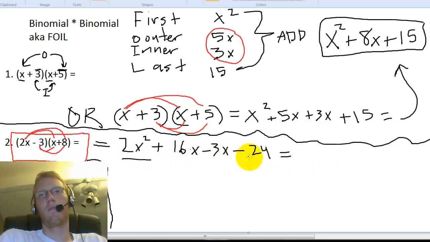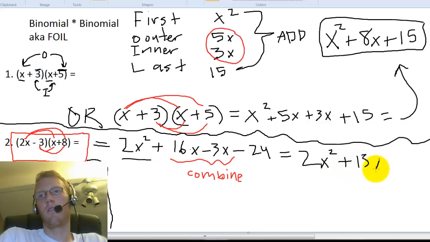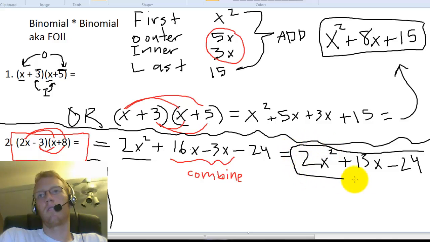None of these terms have x squared, except the first one, so the 2x squared can't be combined. But these two I can combine because they are like terms. That means they have the same base and the same exponent. They both have x to the first power. 16x minus 3x: 16 minus 3 is 13, so 13x. And lastly, I've got a negative 24. There are no other numbers to combine it with. So that's my final answer.